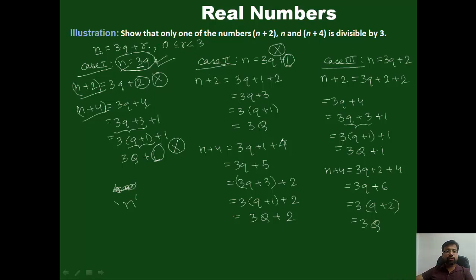Because in Euclid's division lemma, r has to be less than the divisor. Here r is not less than, it is equal to the divisor. So you cannot say that this constitutes the Euclid's division lemma. You have to reduce it such that the remainder becomes less than the divisor.